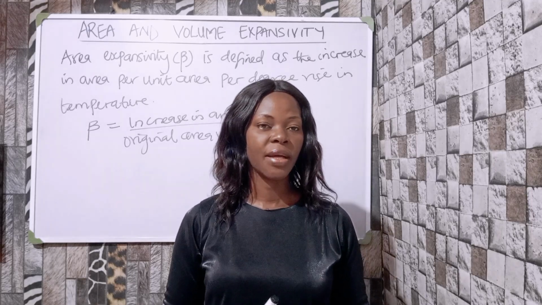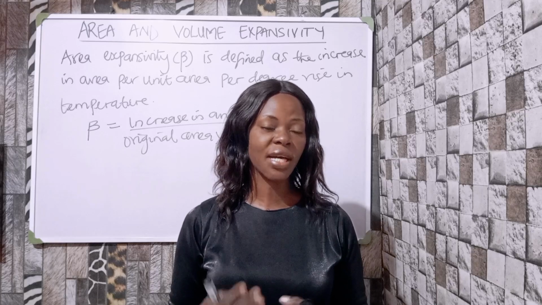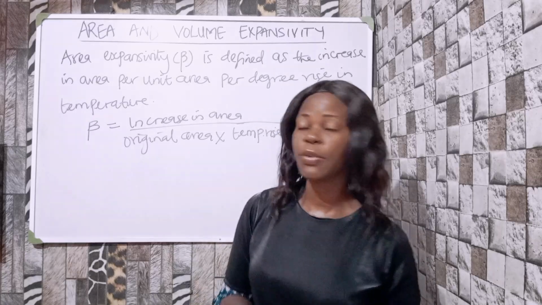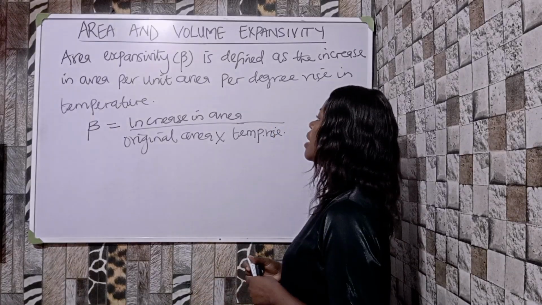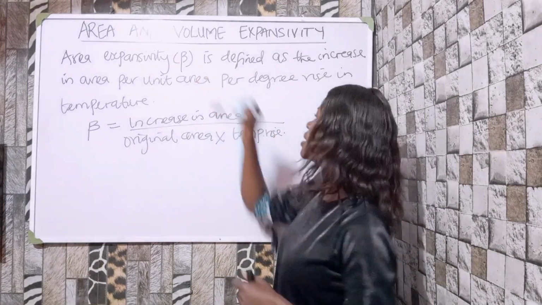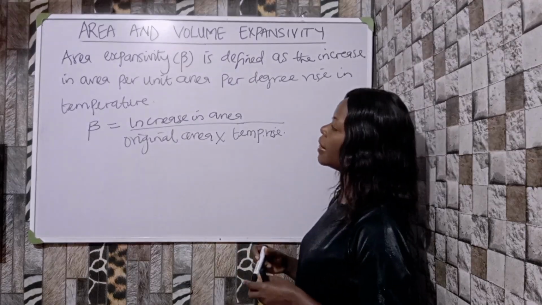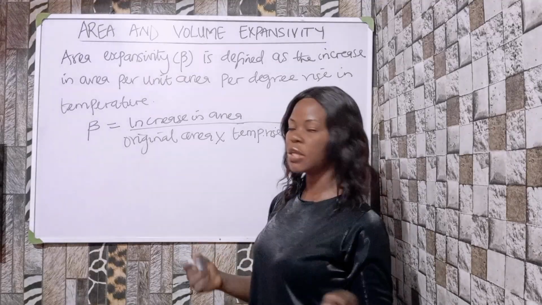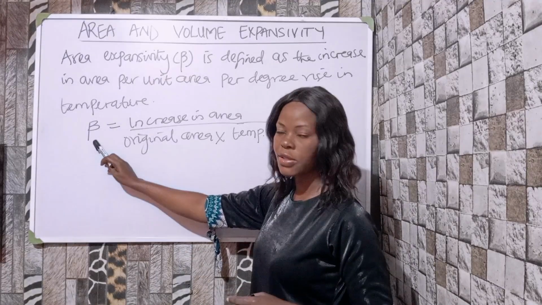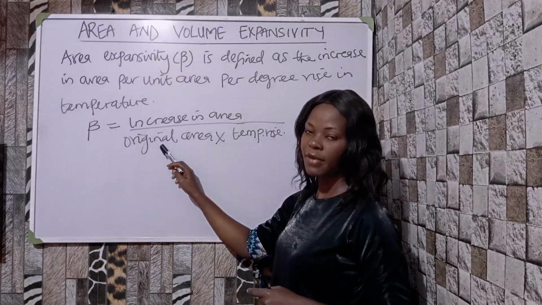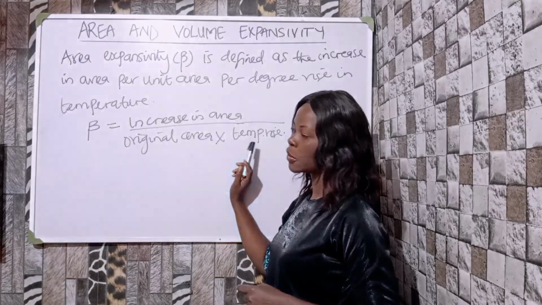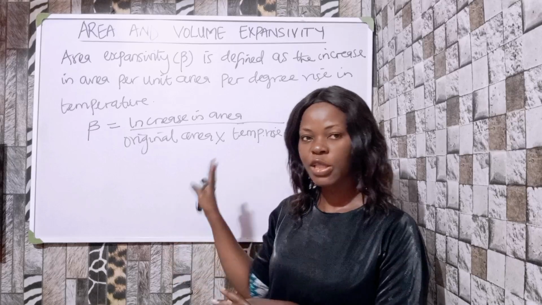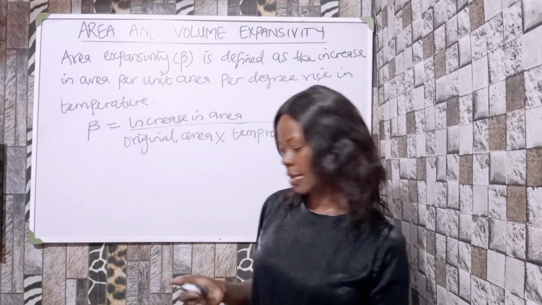And when we're looking at area, we are going to see that the object has increased both the length and the width. Is that okay? So let's see what we have on the board. Area expansivity, the symbol is beta, is defined as the increase in area per unit area per degree rise in temperature. Okay, so it means that beta is equal to increase in area divided by the original area times temperature rise. The same method we saw for linear expansivity is applicable here. So let's break this down to see what we can get.